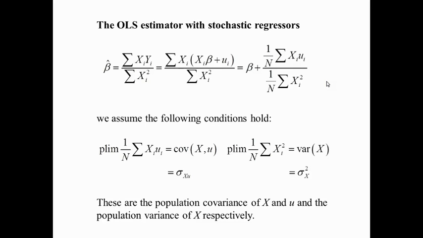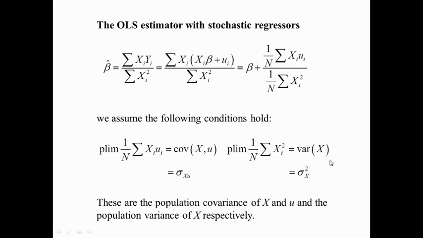Now we're going to assume that a couple of conditions hold here. First of all, we're going to assume that the probability limit of 1 over n multiplied by the sum of xu is a finite constant. And that's going to be the covariance of the x variable with the error term u, which we write here, sigma xu. Secondly, we're going to assume that the probability limit of 1 over n multiplied by the sum of the x squareds is also a finite constant, and that's the variance of x, which we write here, sigma squared x.